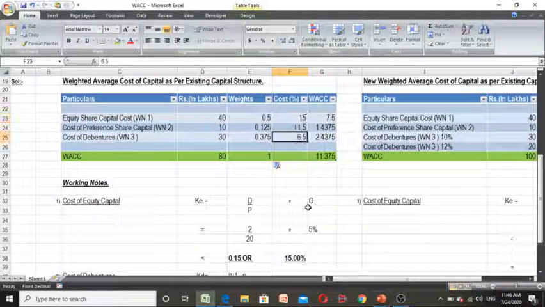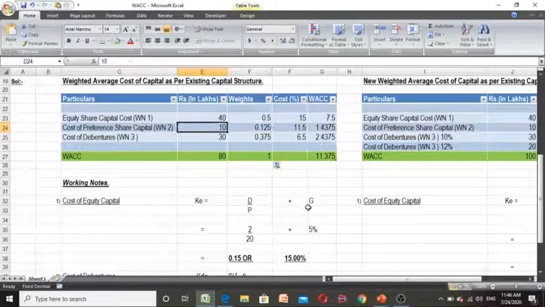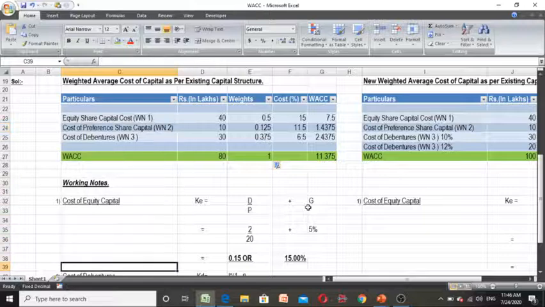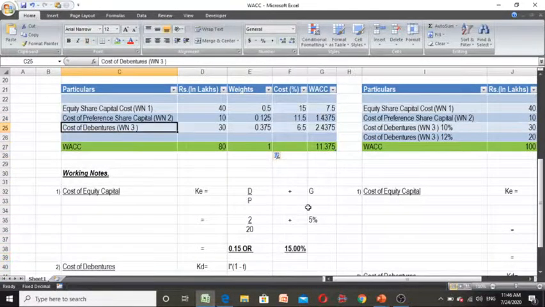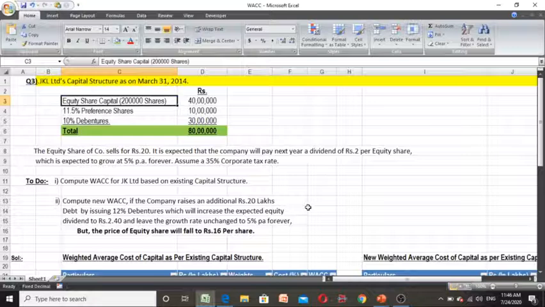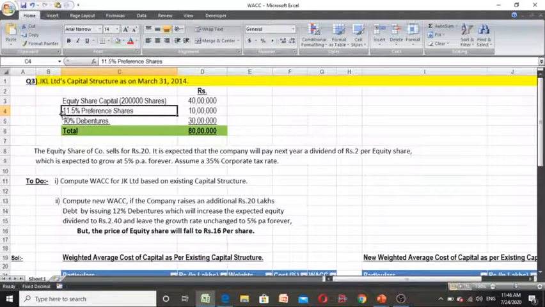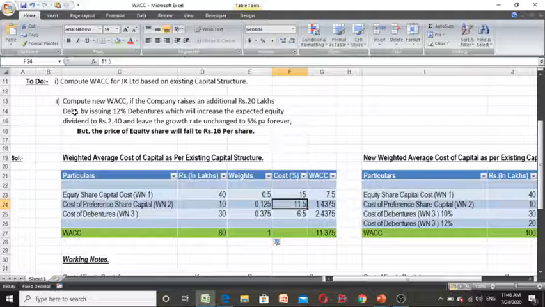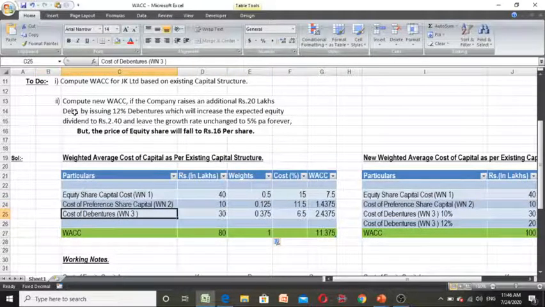Right? Now let's move ahead and learn how to find the cost of preference shares. The cost of preference shares can be found very easily, because in the question it has already been given that the preference shares have been issued at 11.5% rate. Means that the company has incurred a cost of 11.5% for issuing the preference shares. So directly what we do is we write 11.5 over here. Okay, so what we are left with is we have to find the cost of debentures now.